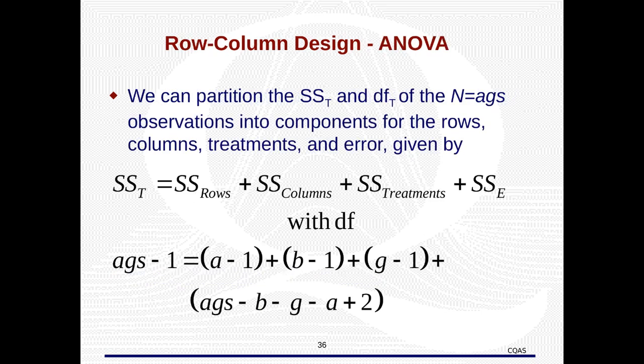Having established our additive statistical model for row-column designs, we now turn to the analysis of variance framework. The fundamental principle here is partitioning total variation into meaningful components. We decompose the total sum of squares and total degrees of freedom across our observations into 4 distinct sources: variation attributable to rows, variation attributable to columns, variation due to our treatment factor, and finally, residual error.